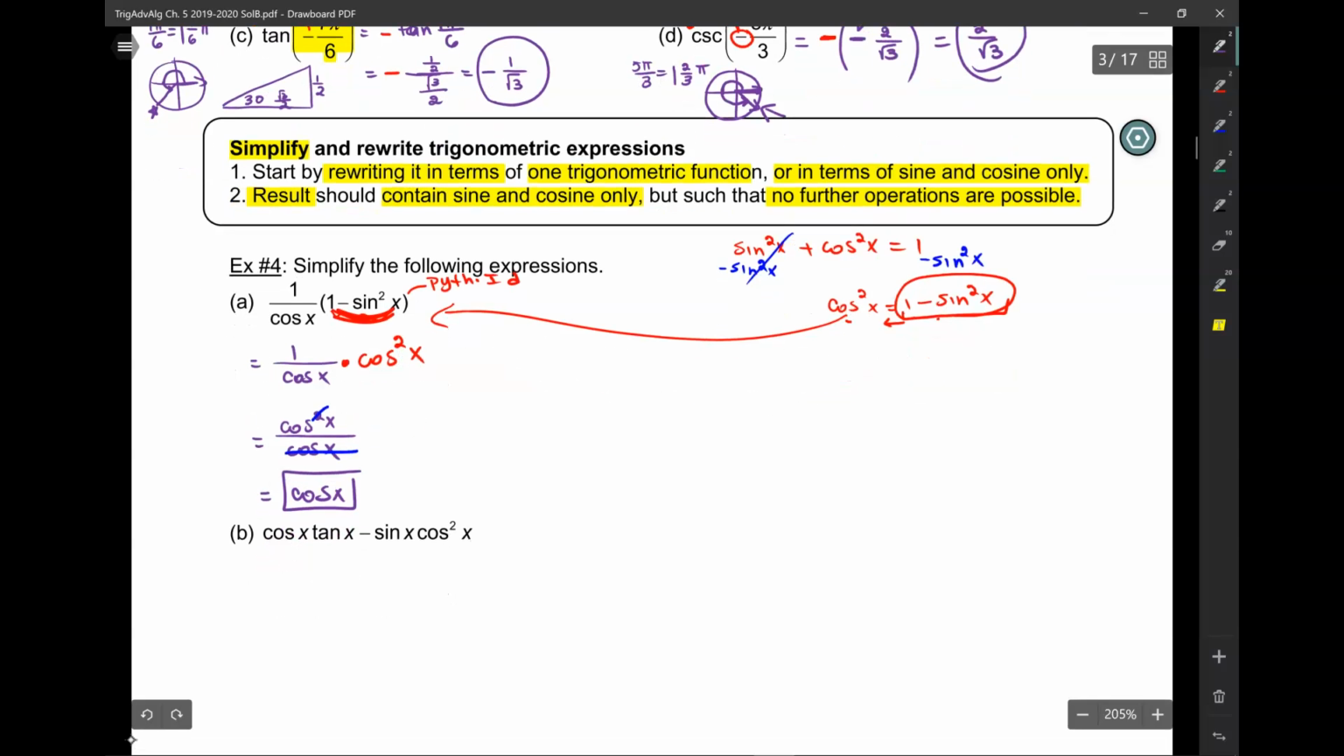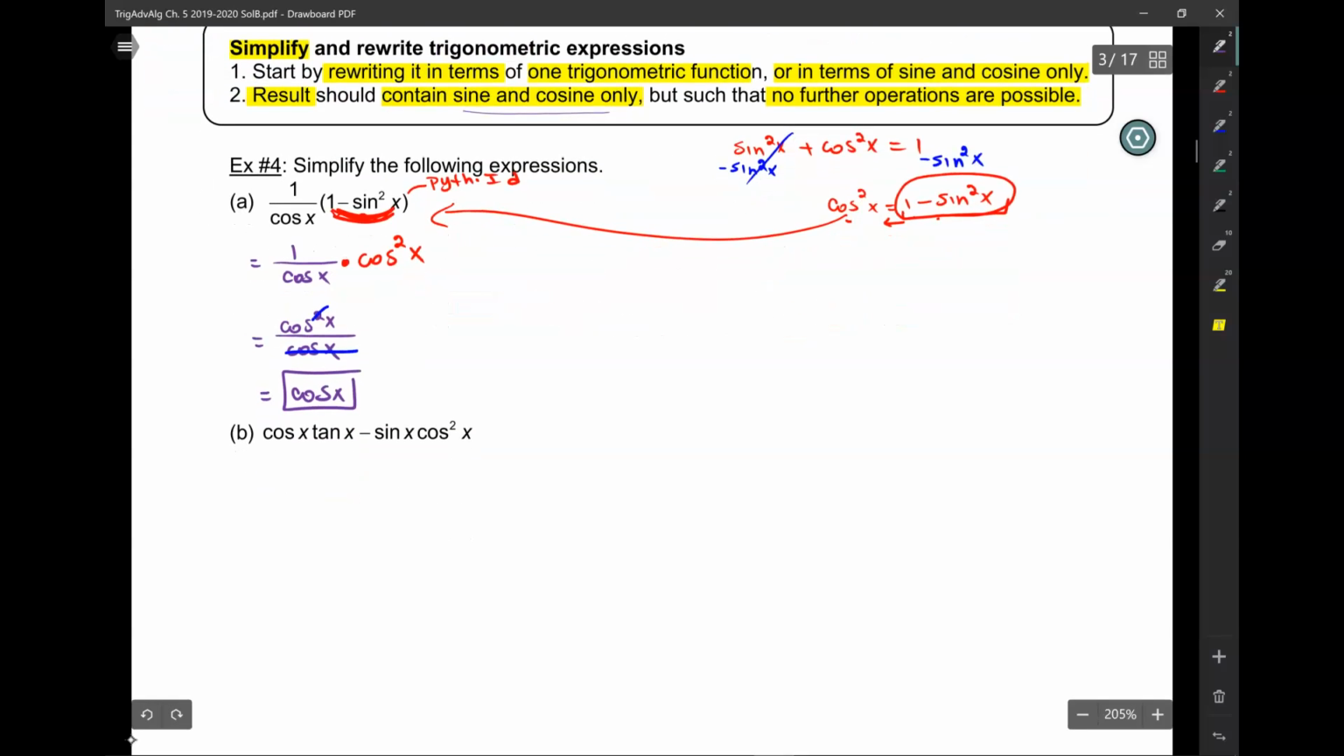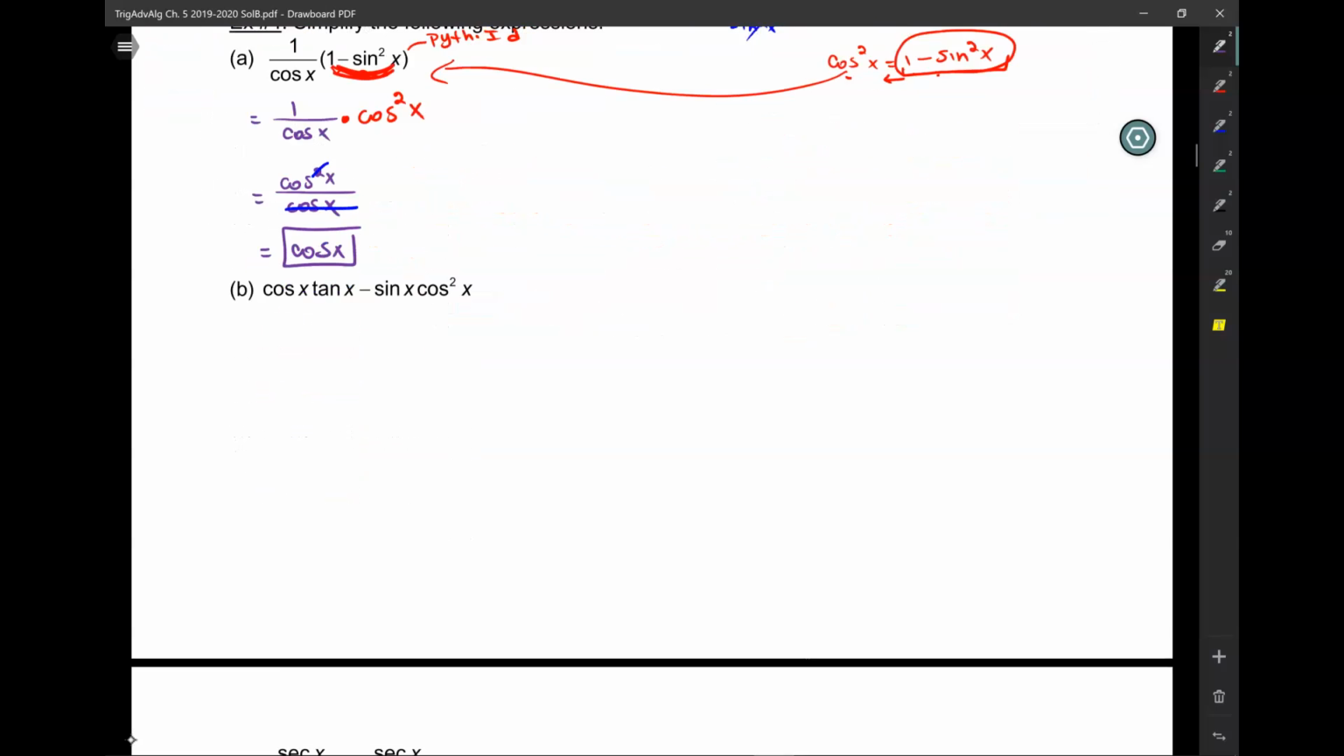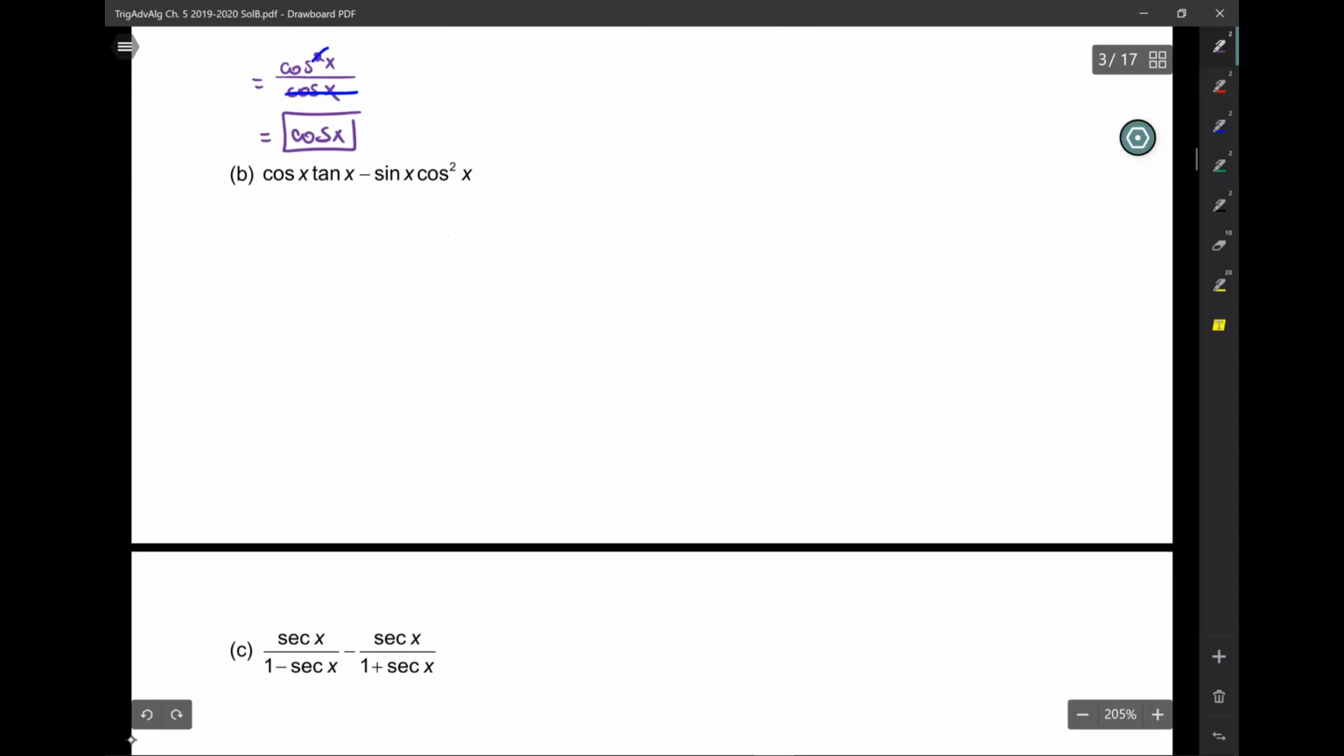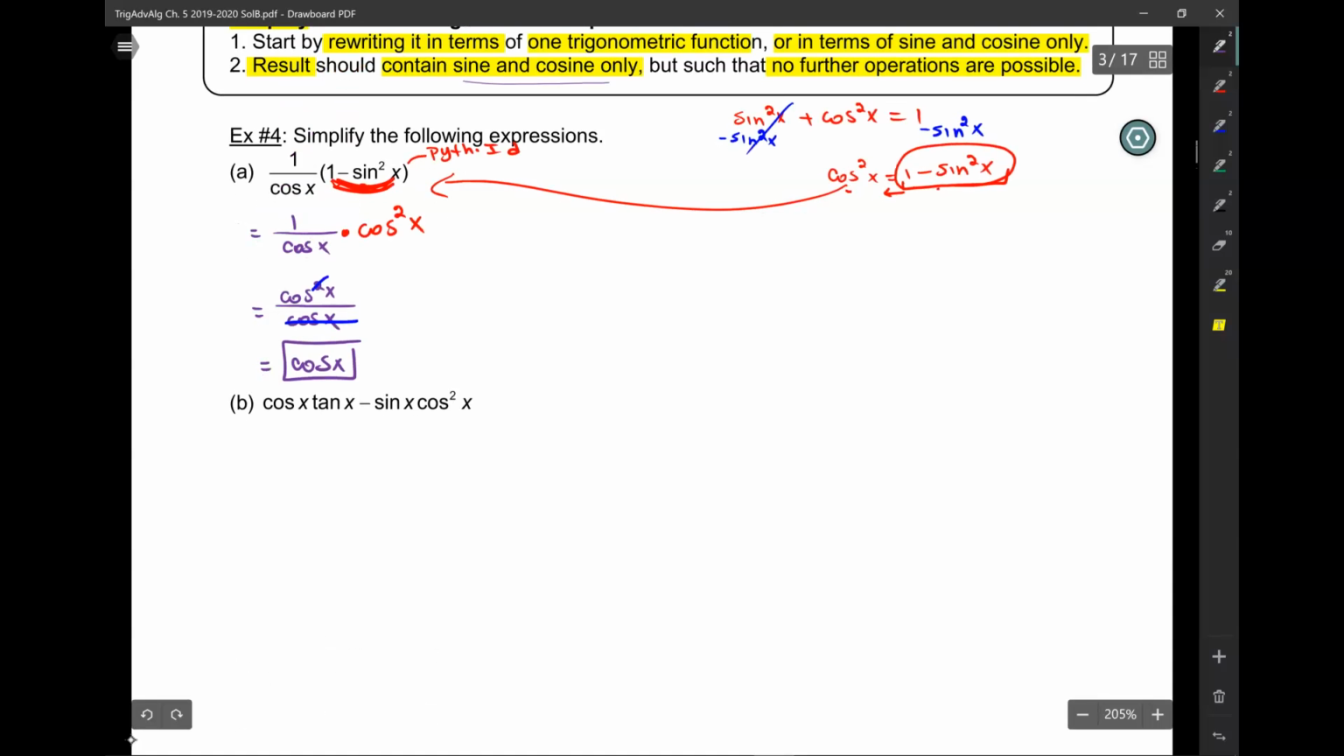So look at what it says here for step number 2. Result should contain sine and cosine only, or sine or cosine only, with no further operations possible. There it is. Okay, yeah. How did you get this stuff, you multiplied? This is cosine squared x over 1. And so I just multiplied the numerators and the denominators.